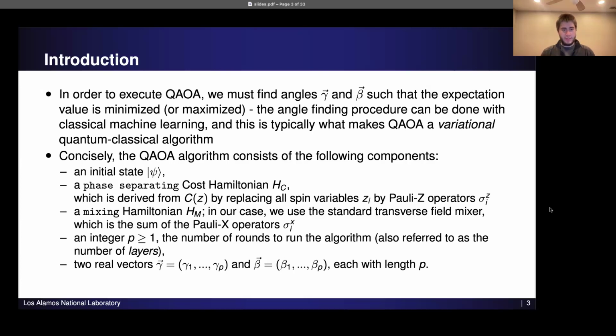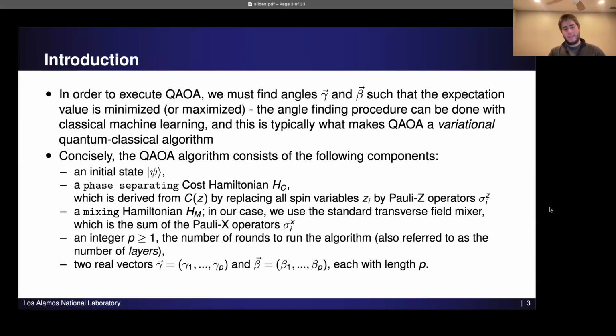Okay, so concisely, the QAOA algorithm consists of the following components. We have some initial state. We have a phase separating cost Hamiltonian. In this case, it's just derived from our cost function quite easily, but it can be more complicated for other types of problems. And we have some mixing Hamiltonian. And in this case, we just use the standard transverse field mixer. And our initial state is just the ground state of the transverse field Hamiltonian as well. The next component is our integer p. This is the number of rounds or iterations that we run the algorithm. Within each p, we have this vector of betas and gammas that are each length p, and those are the angles that we need to optimize.